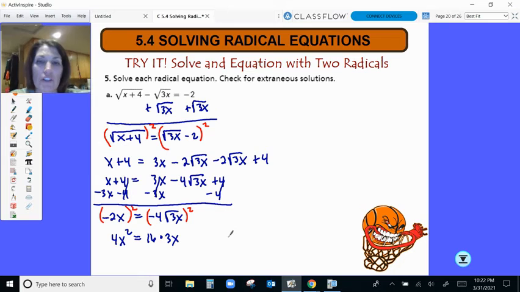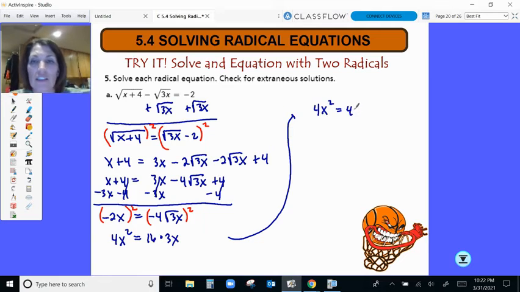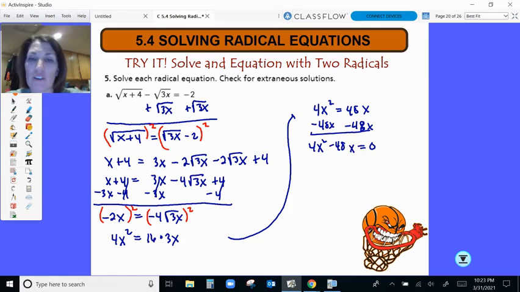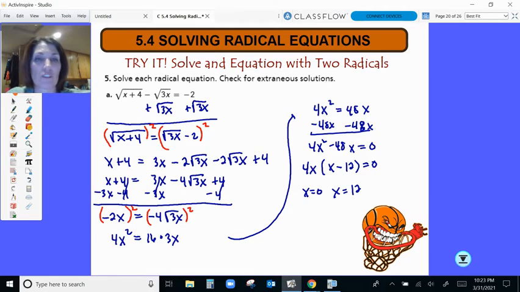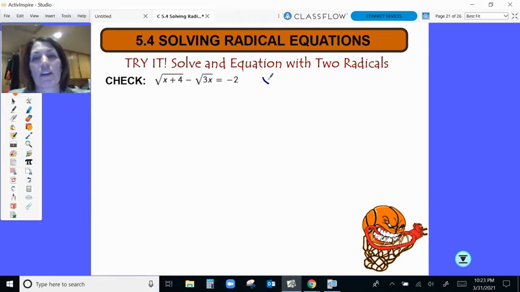Okay, we'll come up here. 4x squared equals 48x. And I'm just going to go ahead and subtract 48x from both sides. So 4x squared minus 48x equals 0. Now I can factor out a 4x. Leaves me with x minus 12. So if I set 4x equal to 0, it's just going to give me x equals 0 and x equals 12. Those are my two solutions. x equals 0 and x equals 12. Okay, so x equals 0, x equals 12.